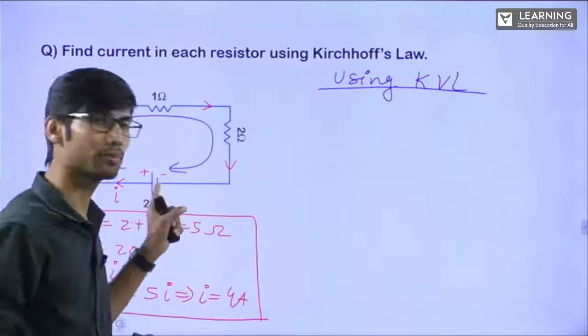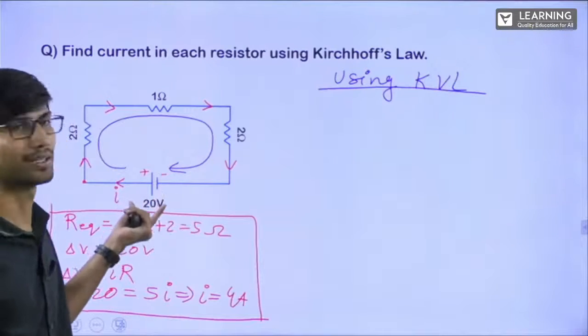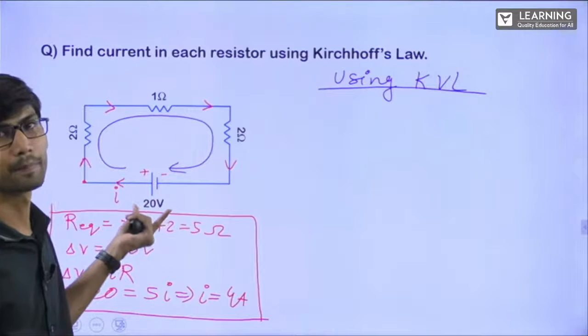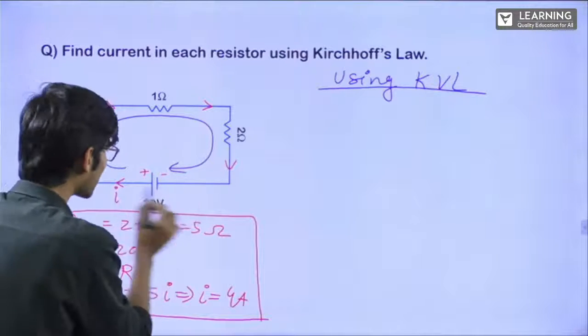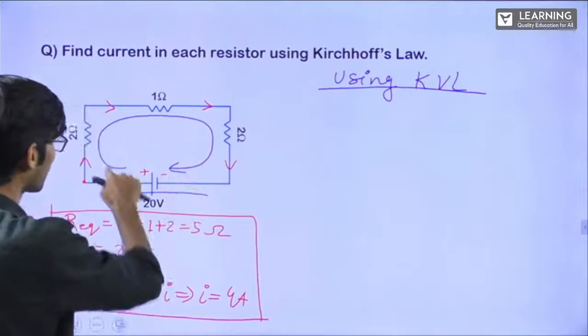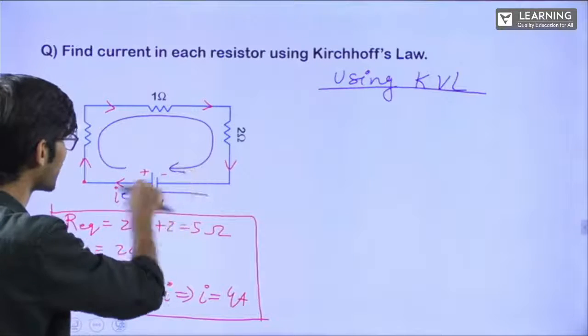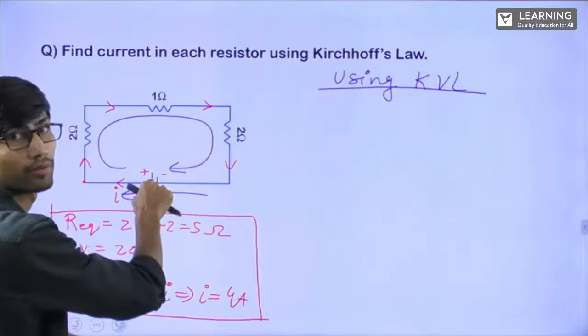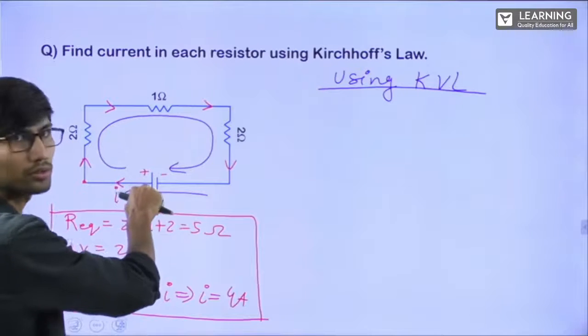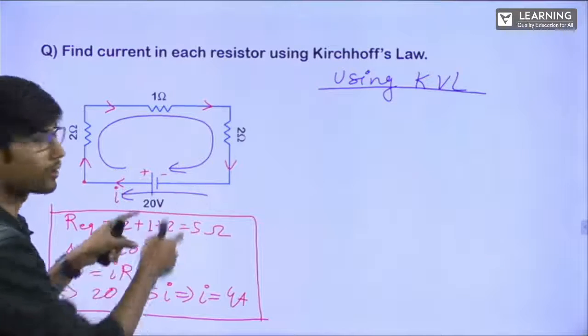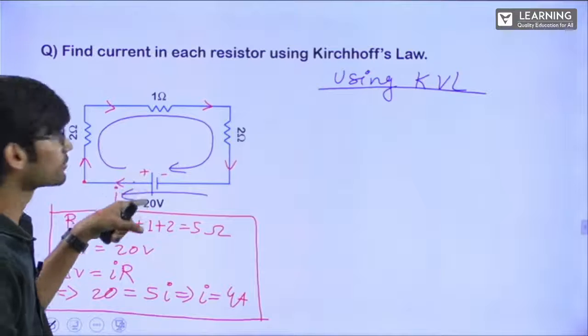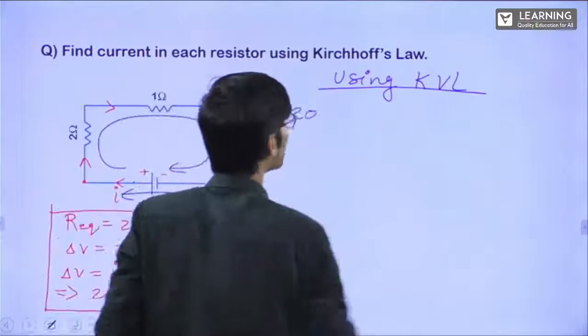First we'll start from here. This 20, we'll write it as positive or negative. We are moving in this direction. See, if you close the loop, the direction is like this, from negative to positive, or from lower potential to higher potential gain, or just see the sign, to positive. So it will be 20, right?